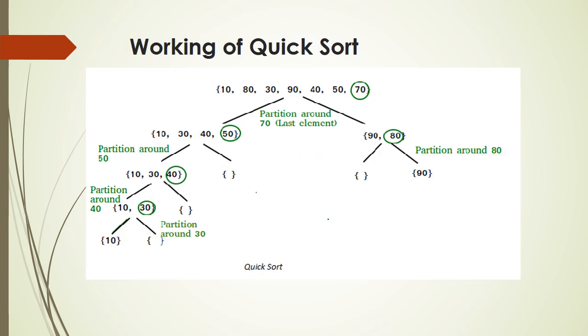Now we learn about the working of quick sort. Consider the array which contains the elements 10, 80, 30, 90, 40, 50 and 70. We choose 70 as the pivot value. So we put smaller elements to the left side of the pivot and all the greater elements to the right side of the pivot. Partitioning is done recursively on each side of the pivot after the pivot is placed in its correct position, and this finally sorts the array.